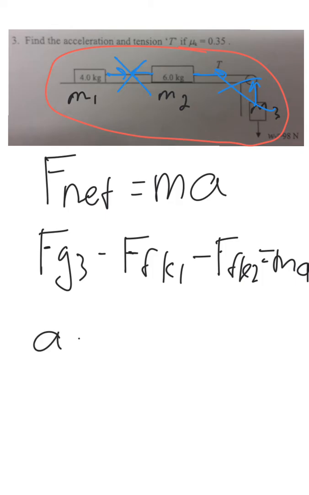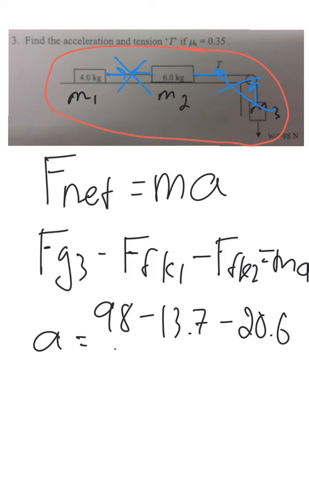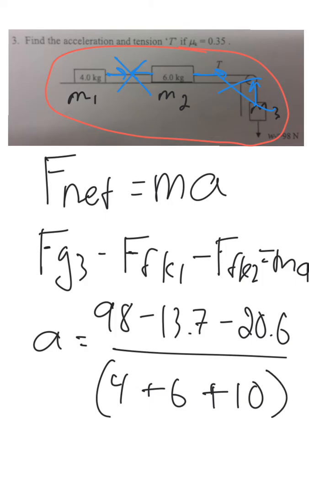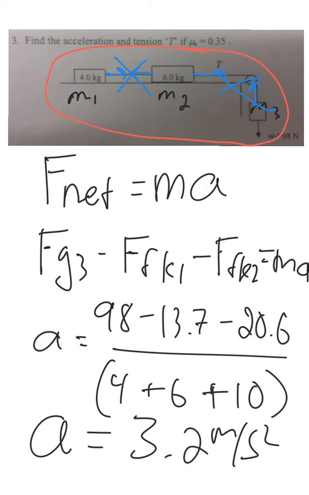So acceleration is going to equal the force of gravity 3, which is 98 newtons, minus the force of friction 1, which is 13.7 newtons, minus the force of friction 2, which is 20.6 newtons, divided by the total mass of the system, which is 4 plus 6 plus 10, the total mass of that system. All right? And then a is going to equal 3.2 meters per second squared. All right? Now, that is the acceleration of the system.